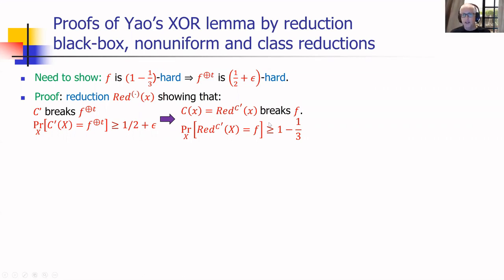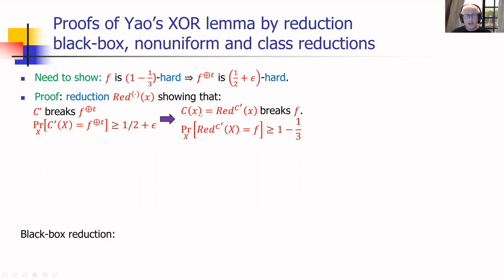More precisely, it is required that when the reduction is given oracle to such a C prime, then the probability on a random input x that the reduction computes f correctly is larger than 1 minus 1/3. And you can see that such a reduction indeed proves Yao's XOR lemma. If you give me an adversary C prime which breaks f XOR t, then the constructed circuit C breaks the security of f. Okay, so now what do I mean when I say a black box reduction?